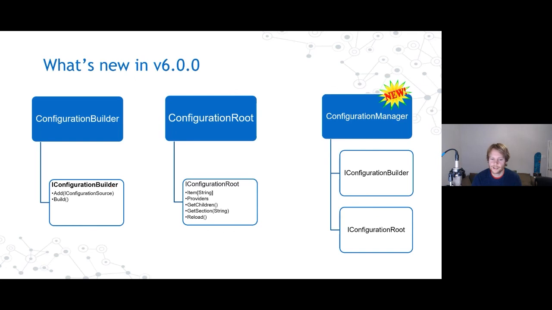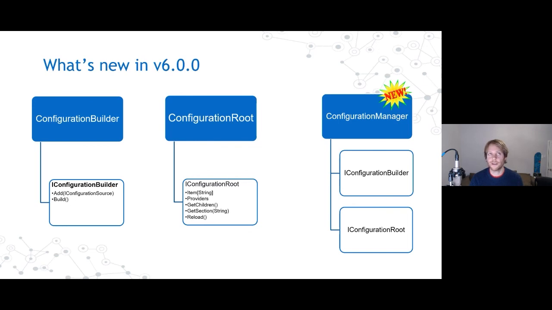Then the last thing to cover is what's new in version 6. With .NET 6 being released, they have shipped another version of this. It is just version 6 on NuGet. It doesn't require .NET 6; it is still .NET Standard 2.0, so you can use it in the old .NET Framework if you want to. And there's only really one difference.